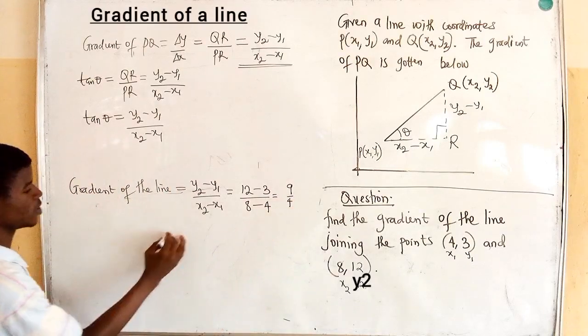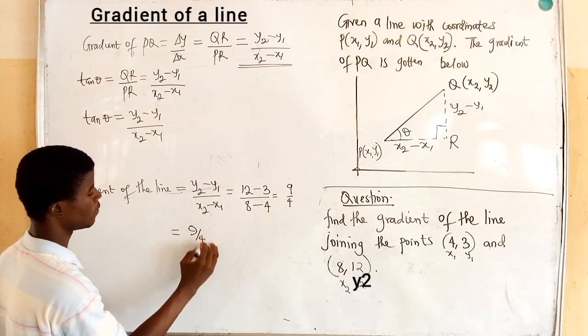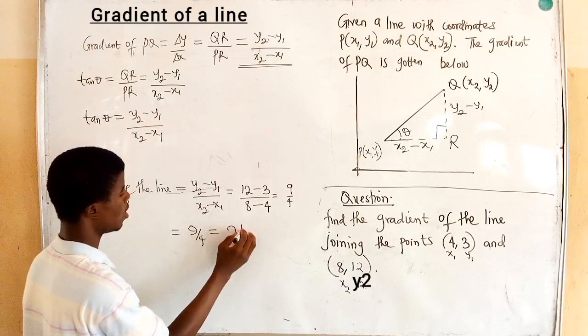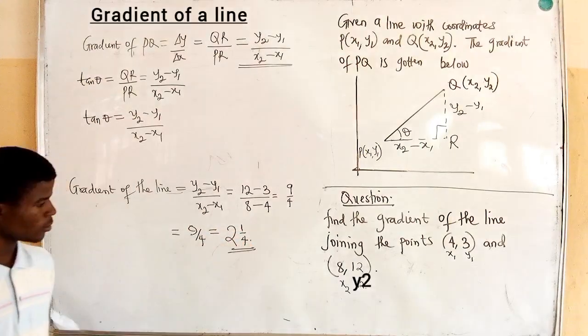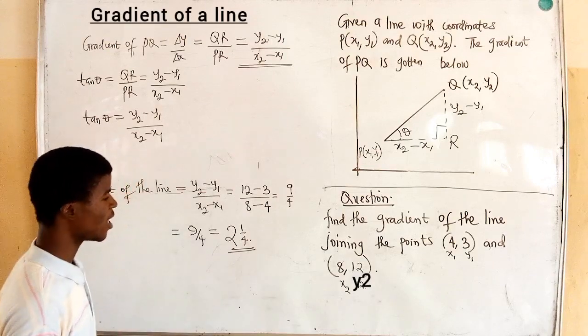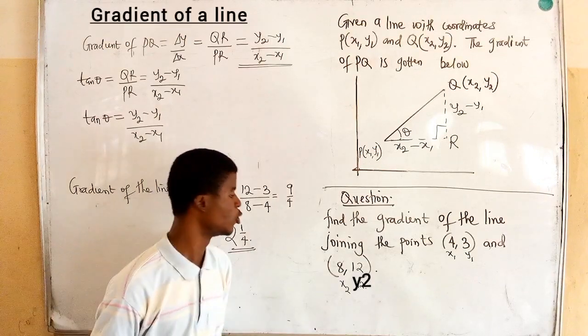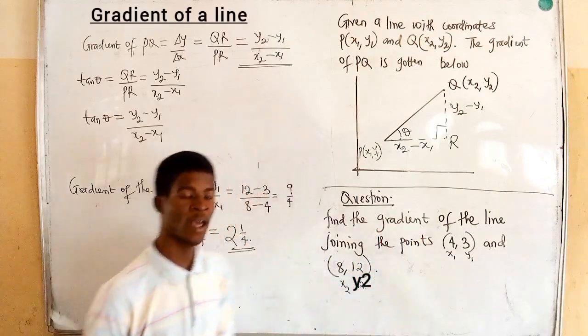So that is the gradient of the line, 9 over 4. That is also 2 and 1 over 4. This is the gradient. What if we are asked to find the angle of slope? That is the angle that the line joining these 2 points makes with the positive x-axis.